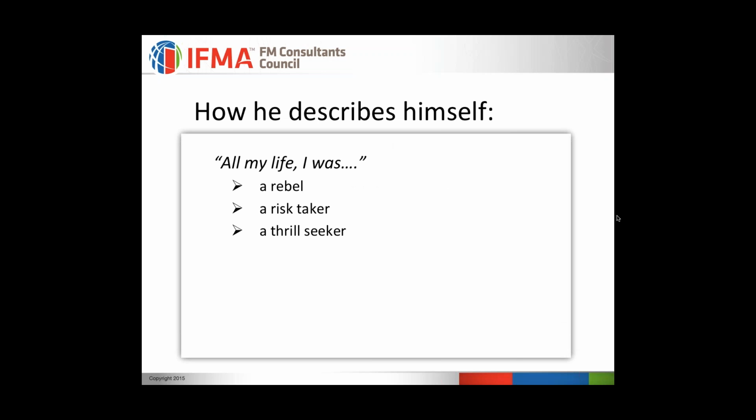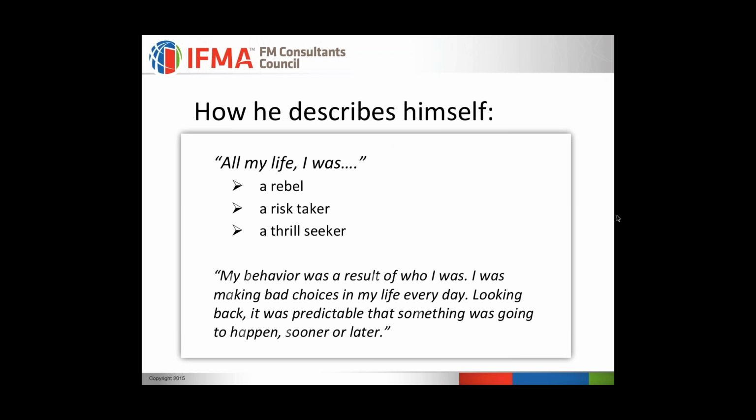Now, when I talked to him, I said, describe yourself, describe your personality. And he said, all my life I was a rebel. I was a risk taker. I was a thrill seeker. My behavior was a result of who I was. I was making bad choices in my life every day. He said, I was the guy sitting in the back of the safety meetings with my sunglasses on, my arms folded. Nobody could tell me a thing. And he said, looking back, it was predictable that something was going to happen sooner or later.